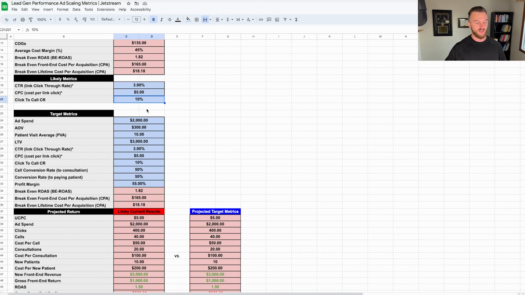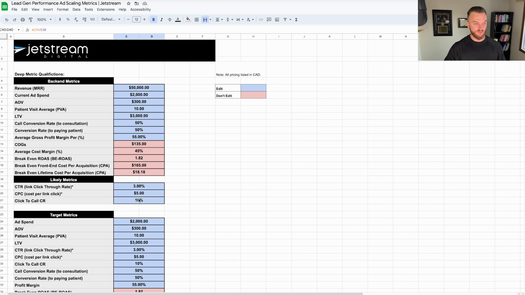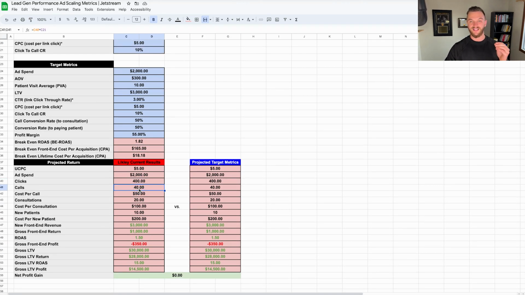Now, in this case, let's not look at our target metrics here. We'll adjust this in a little bit, but at a cost per click of $5 and an ad spend of $2,000, that would be about 400 clicks, right? 2,000 divided by 5. Of those 400 clicks, if we know our call conversion rate, which is the 10% right here, we'll get 40 calls. Now, how many of those calls are actually going to book a consultation? We know that 50% of these calls will book a consultation, which would mean we have 20 consultations in the door, right?